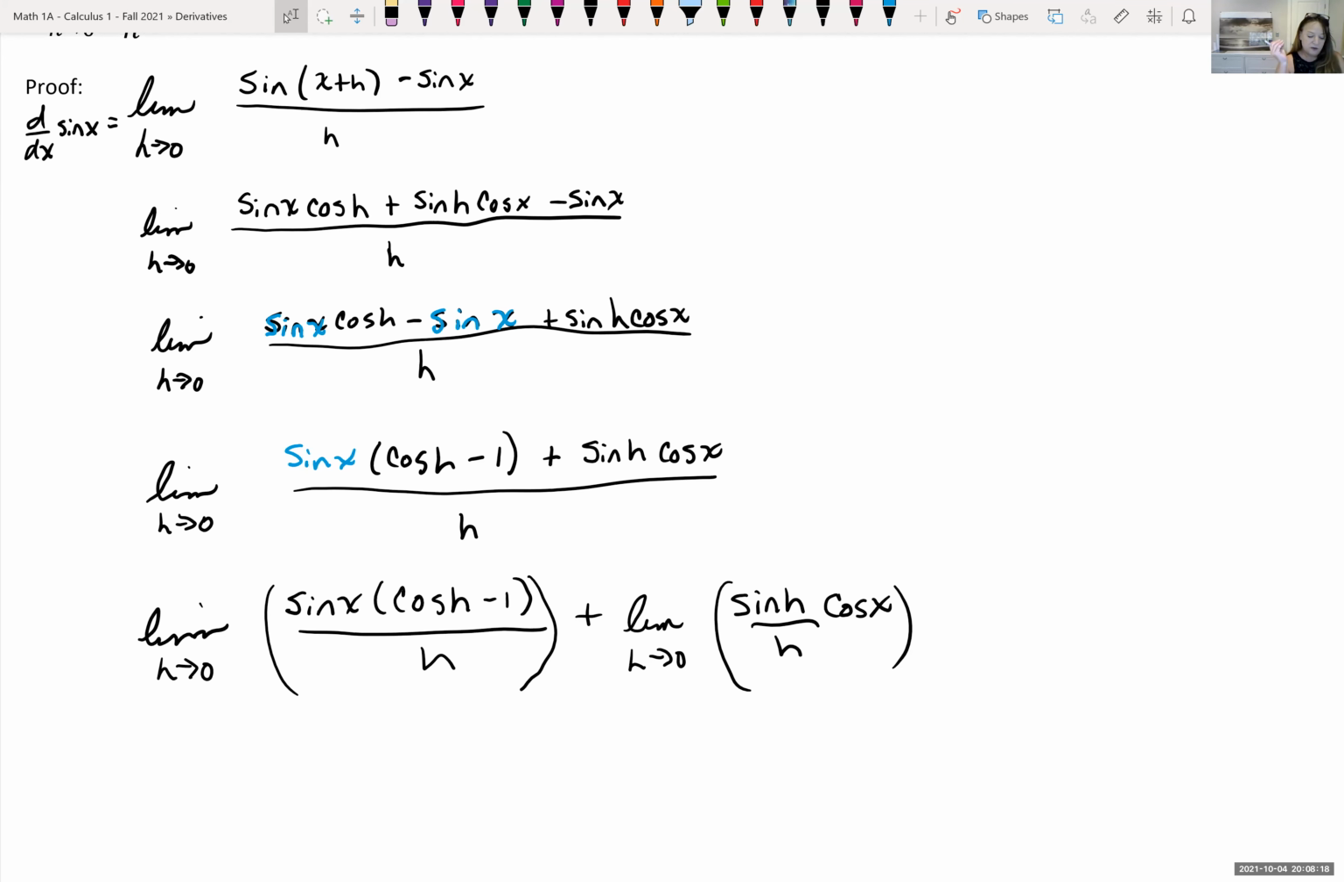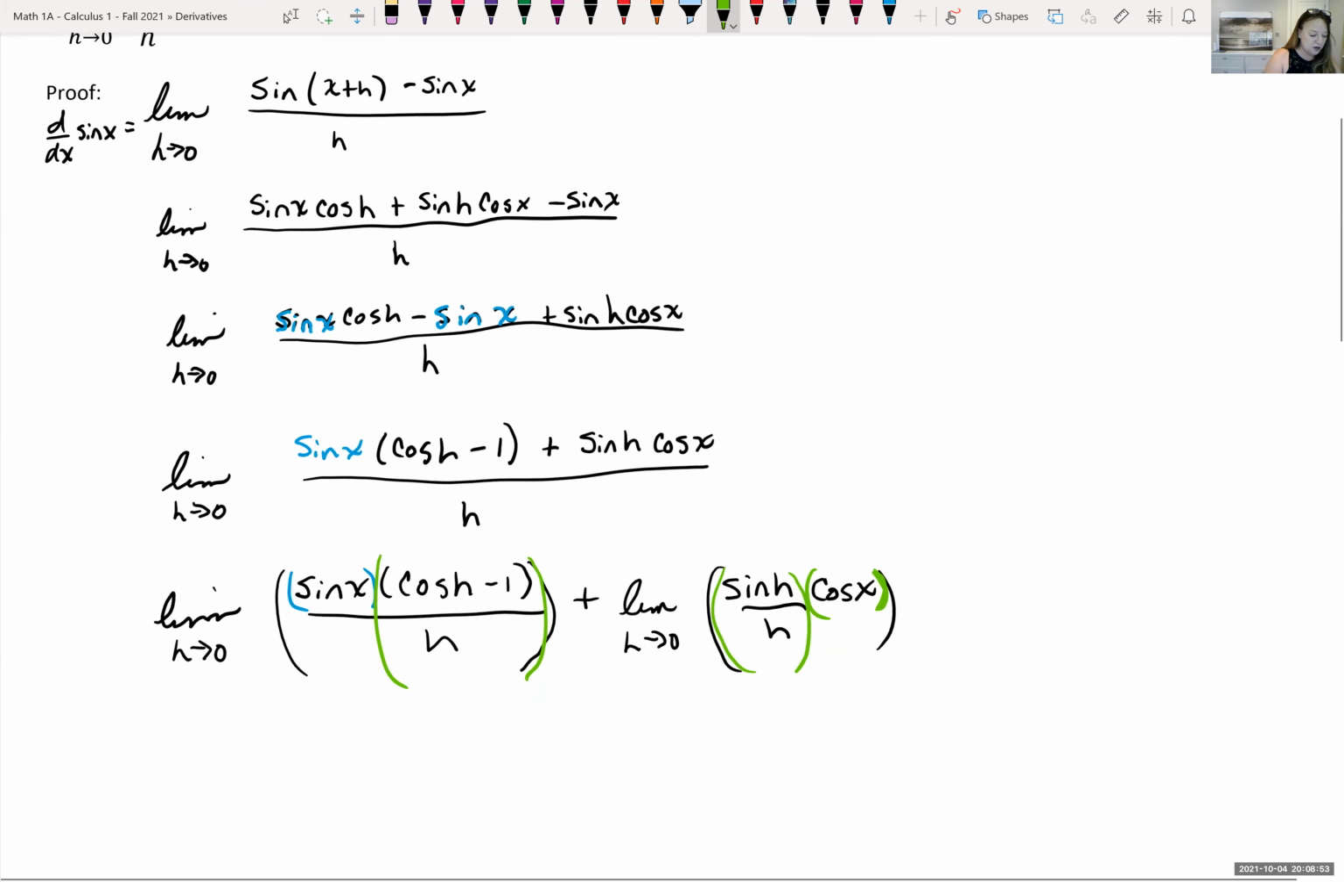Okay, so notice that the limit we're taking is with h. H is approaching a value. So if we ever have a piece of the function that doesn't have an h in it, like this sine x right here, we can think of that as multiplied by this function, cosine of h minus 1 over h. Same kind of idea here. This cosine of x doesn't have an h in it. We can think of it as multiplication. So we can actually pull these pieces in front of our limit and have it as multiplication.